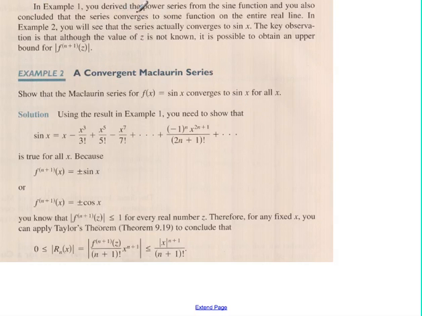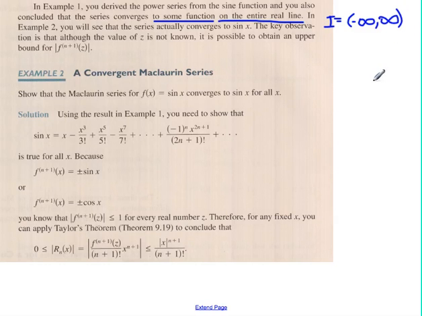We derived the power series for the sine function, and we concluded that the series converged to some function on the entire real line. So the interval of convergence, I, was negative infinity to infinity. I'm not sure if we showed that. Perhaps we should have done a ratio test and shown that.